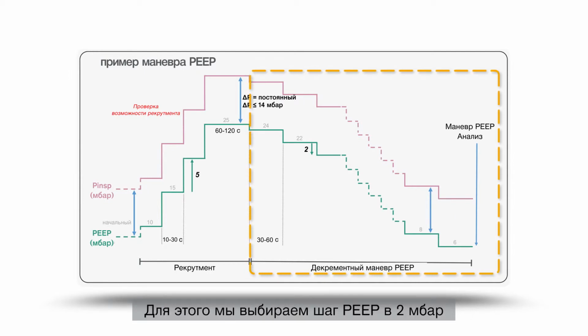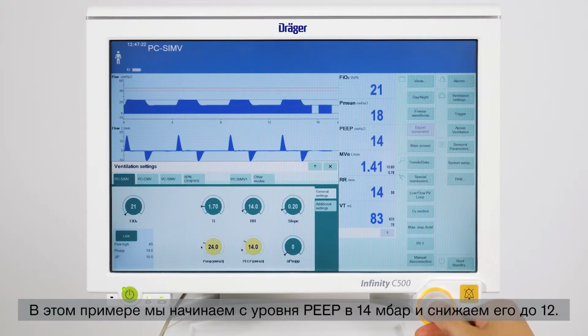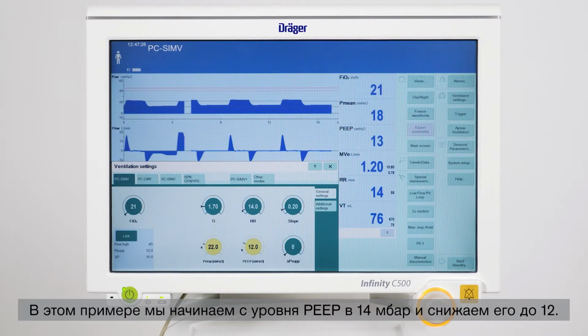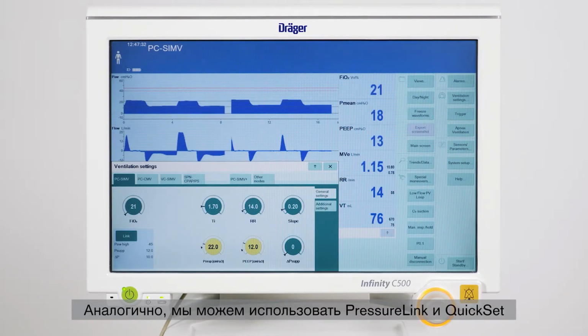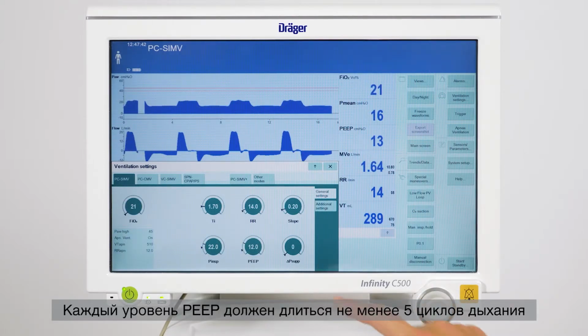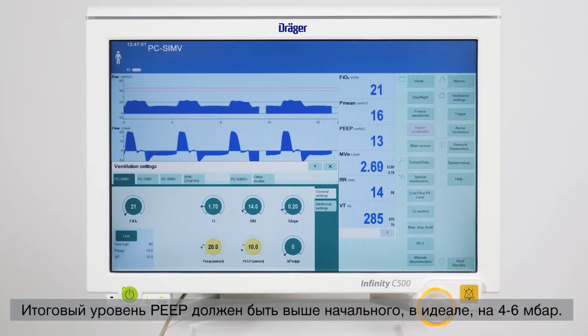Having identified that the patient is a responder to the recruitment maneuver, we can now continue with the decremental PEEP trial. For the decremental PEEP trial, we choose PEEP steps of 2 millibar and a constant driving pressure below 14 millibar. In this example, we start at a PEEP level of 14 millibar and lower to 12. Again, we can use pressure link and quickset to lower the PEEP instantly while maintaining a constant driving pressure. Each PEEP level should be held for at least 5 breaths or approximately 30 to 60 seconds. The final PEEP level should be above ZEEP, ideally between 4 and 6 millibar.